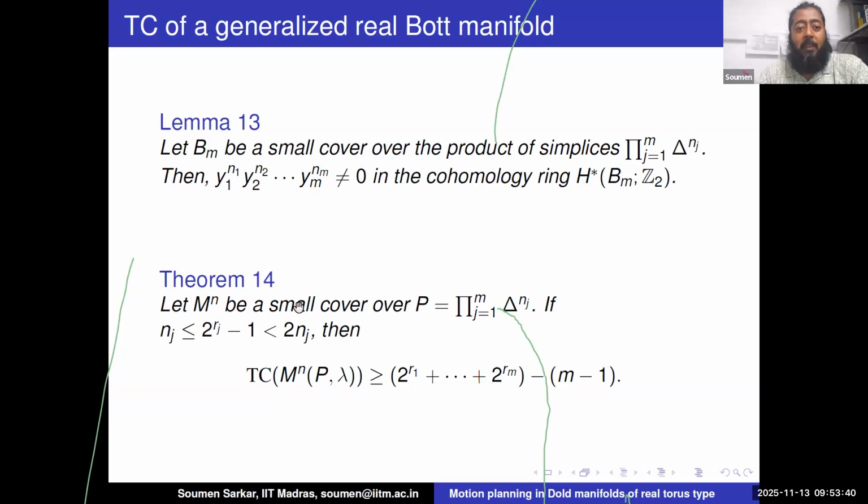So if it is a small cover, that means a real Bott manifold over this product of simplices, then the topological complexity should be at least this much. It does not matter whether it is a product of RP1, RPn1 or RPn2; in general, we can have it. If it is just a product, we can use the product formula and get a much better bound using the result of Fiber and others.